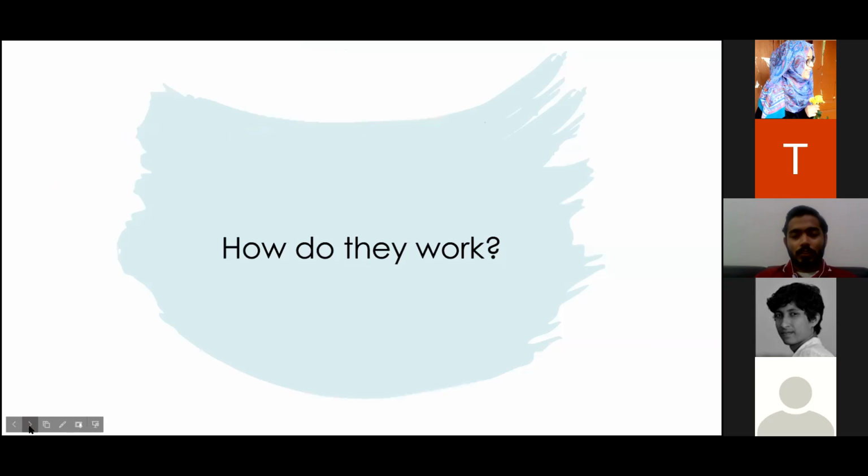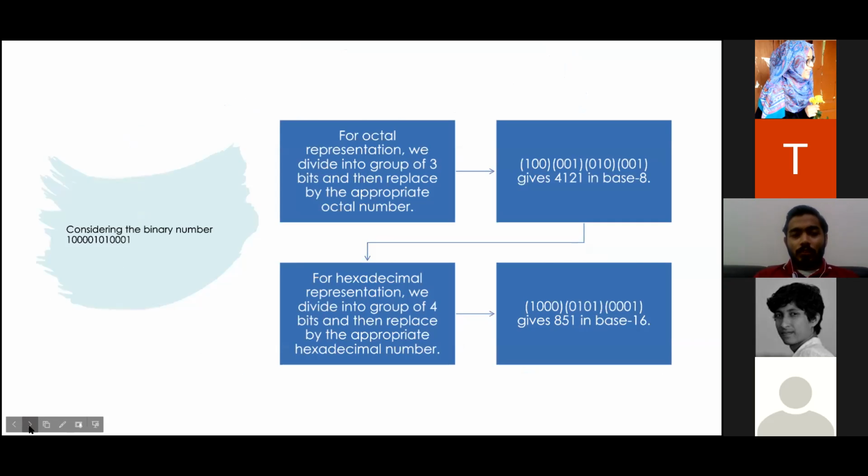So how do they work? Considering the binary number 1000001010001, for octal representation, we divide it into groups of 3 bits and replace each by the appropriate octal digit. 100, 001, 010, 001 gives 4121 in base 8.